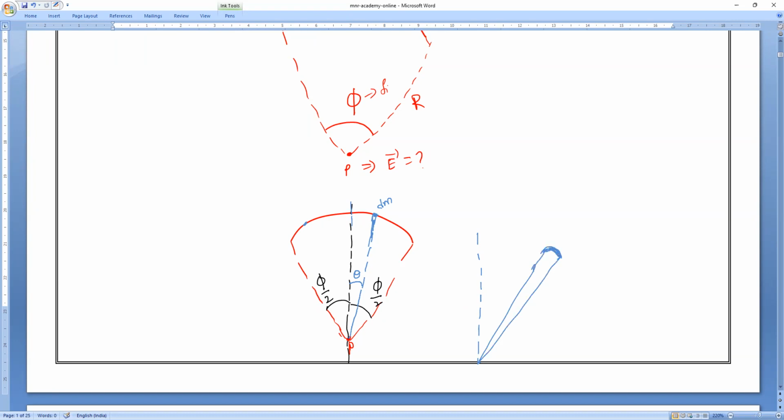So what is the dm mass? What is the theta, everybody? It is making a small angle d theta, because this angle is theta. So this small angle is d theta, this is dm, and this is r. So then what is dm equal to here, anybody? Yes, we all know. Rudreswar, dm is equal to what? From the beginning you are doing r d theta. Am I right or wrong?